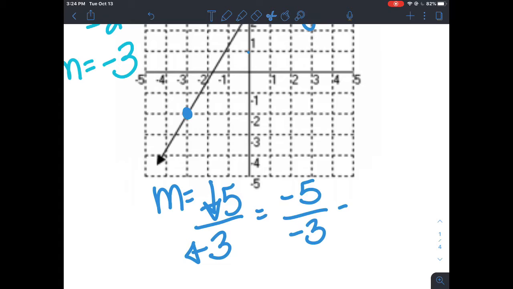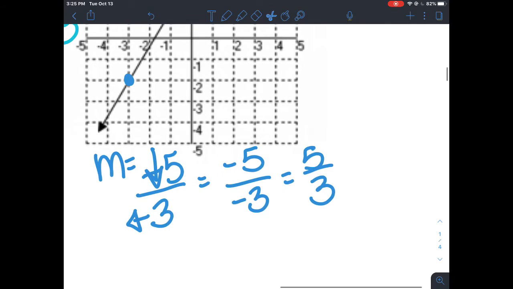Okay, so down 5, minus 5. Left 3, also a minus 3. Negative over a negative is a positive. Just like a negative times a negative is positive, a negative divided by a negative is also a positive. If you don't believe me, go ahead and type it into your calculator real quick. Should get a positive answer.